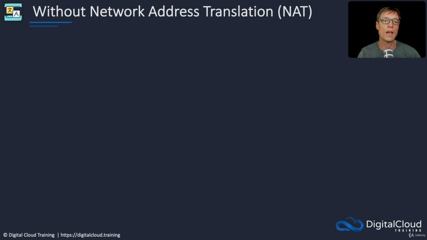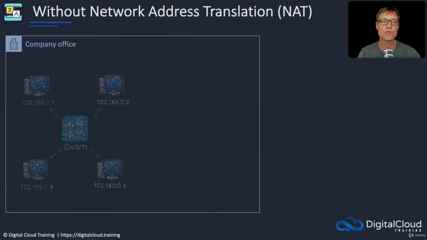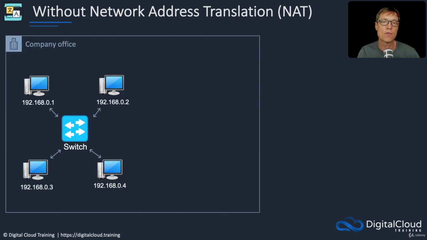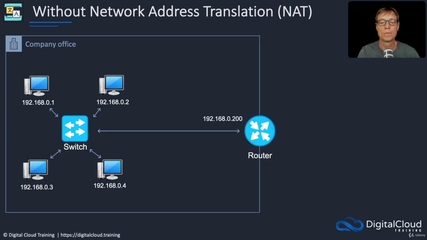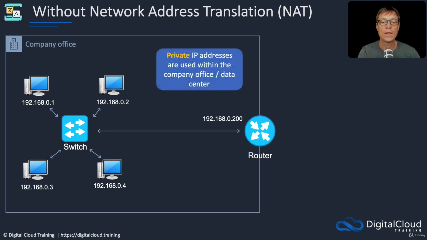So let's first look at a network without network address translation. As you know, there are private IP address ranges, and we often use these private addresses for the computers on our internal networks. Now, what if we want to connect those computers to the internet via a router? The router has an address on the internal network range, and that's a private IP address, so that's only able to be used within the company office or the data center. The router also has a public IP address, so it has an IP address that's routable on the public internet.